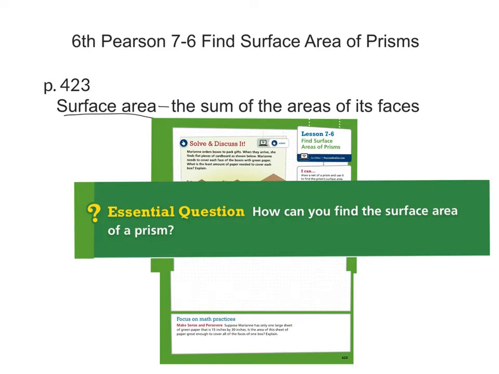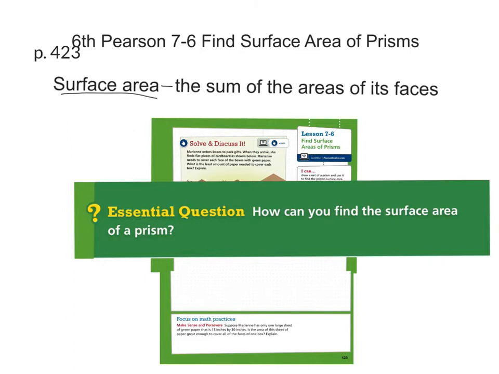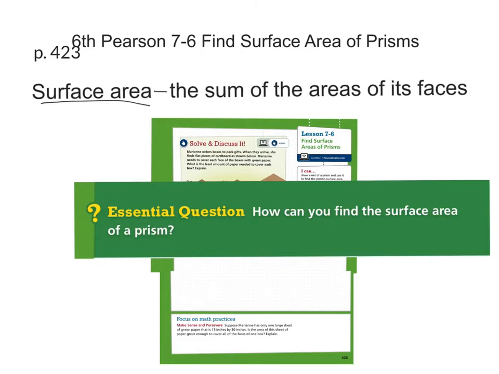Page 423, lesson 7.6 is on finding surface area of prisms. So first of all, surface area is the sum of the areas of its faces. So basically we're taking all the faces, finding the area of each of those, and adding those together.